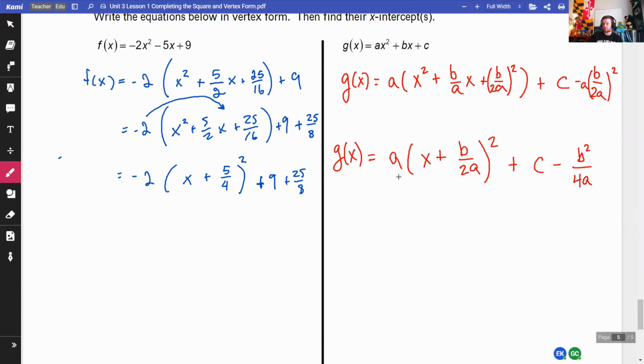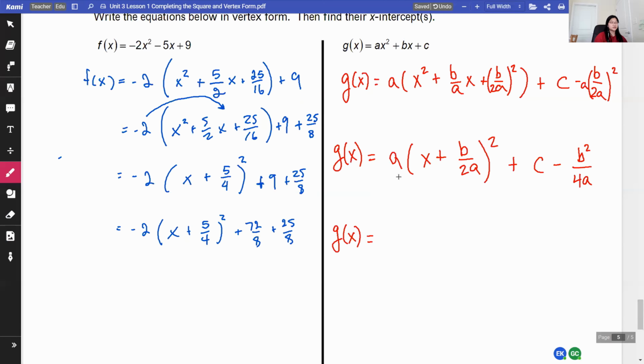All right, so I'm going to now do that exactly. Negative 2 times x plus 5/4 quantity squared. 9 plus 25/8. I need eighths. That's going to be 72/8. That's 9 plus 25/8, and I'm just going to go ahead and add them. Is that okay? Sure. 72, 77, 87, 97. 97/8. And I believe 97 is prime, so I am in my simplest form.